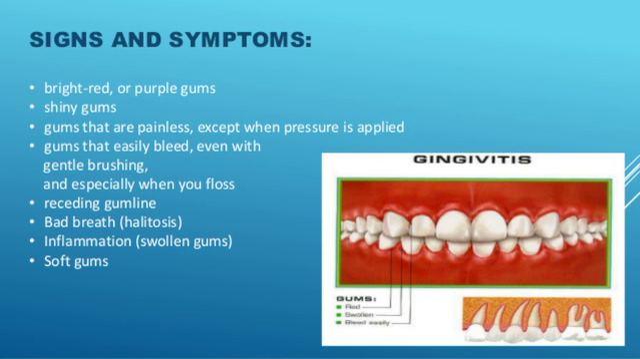Signs and symptoms are how you will observe that it is gingivitis. There will be bright red or purple gums, shiny gums, gums that are painless except when pressure is applied, gums that bleed easily, the receding gum line, bad breath, inflammation and soft gums. These are basically the signs that you can use to distinguish gingivitis.